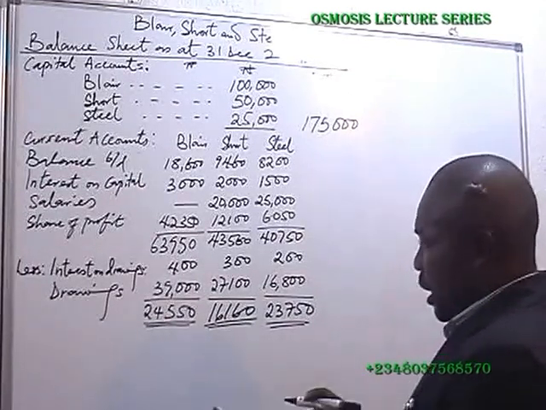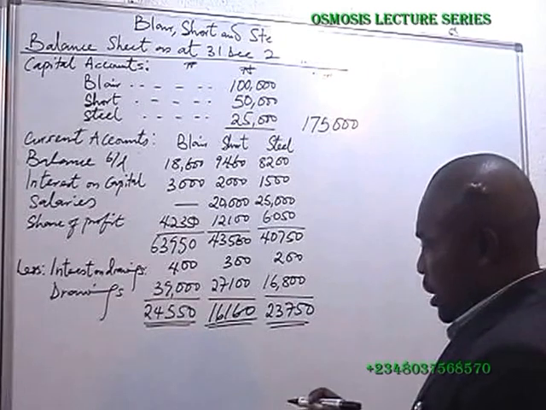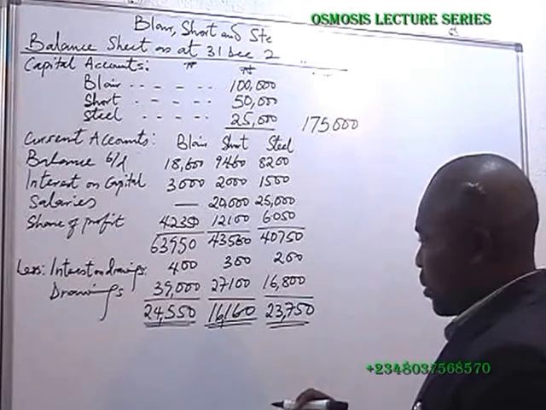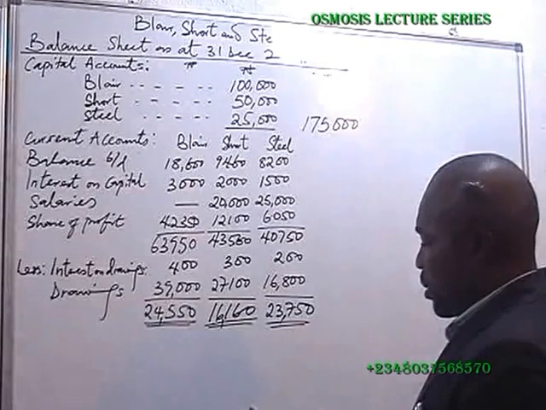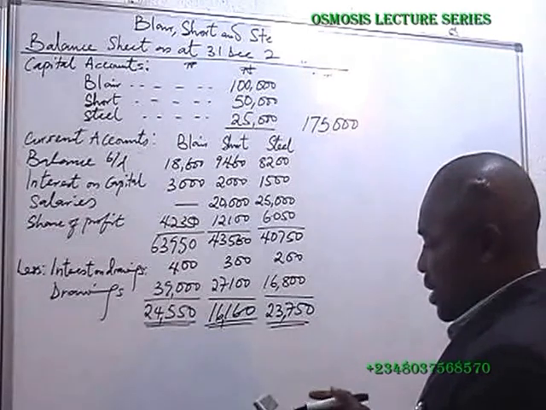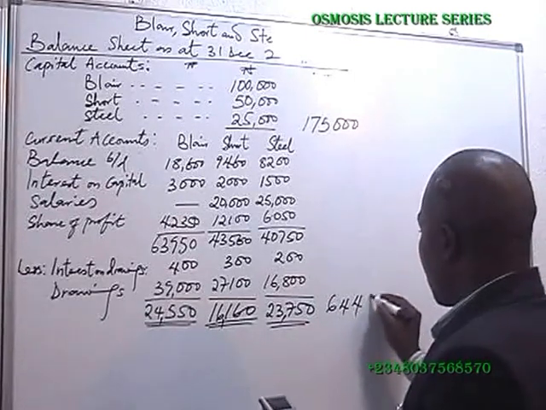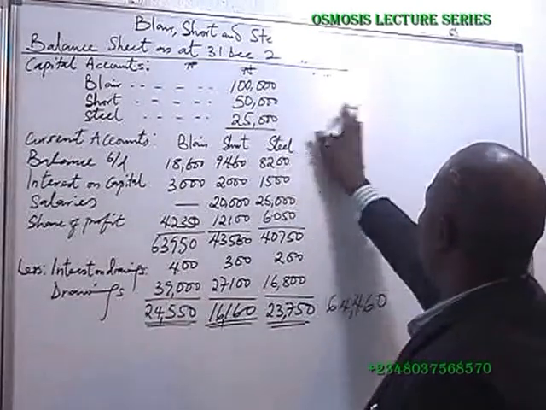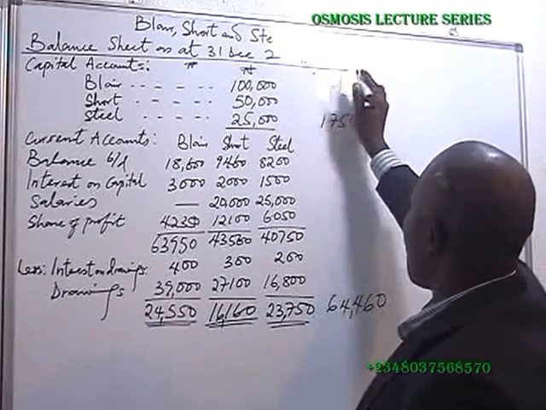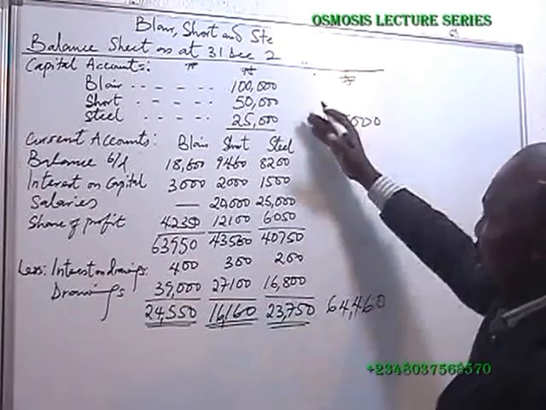So if we add all the totals we got on the horizontal line here, we are going to have 24,550 plus 16,160 plus 23,750. This is 64,460. On the same line with this one here, which is what? 175,000, which is your capital. So this is the extract.